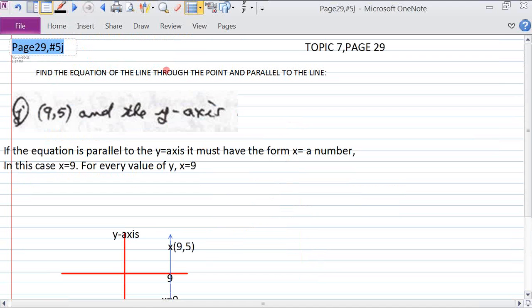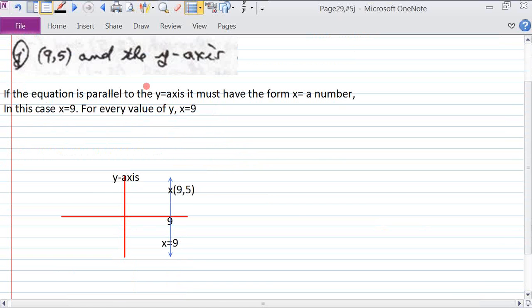Find the equation of the line through the point and parallel to the line. So here we're asked to draw a line that's parallel to the y-axis, and goes through the point 9, 5. So I've just drawn roughly the point here with an x, where x is 9 approximately and y is 5 on this coordinate system. So that's the first thing I do.